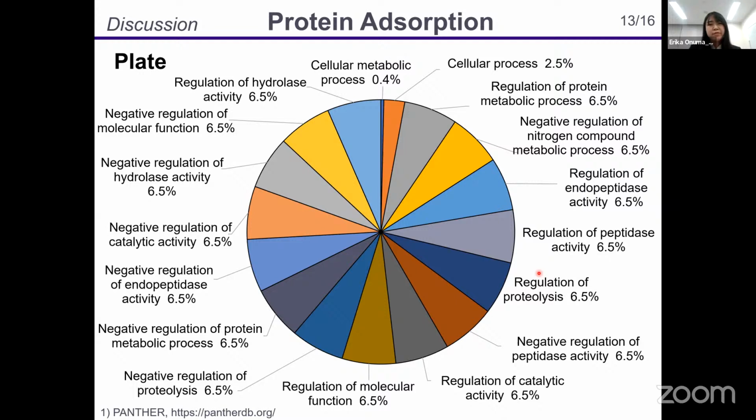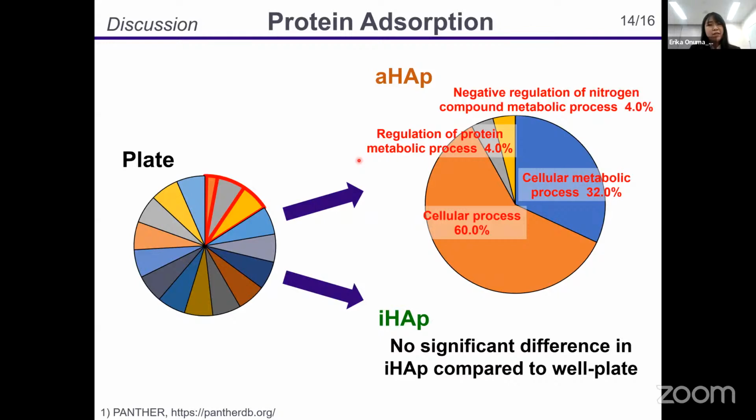This chart shows the protein absorbed on the well plate classified by function. The types of protein absorbed on the well plate were many and varied, so there was no bias toward any particular cellular function. On the other hand, proteins absorbed on AHAP have many functions that affect cell metabolism and cell growth. In addition, proteins absorbed on IHAP were not statistically significant compared to protein absorbed on the plate.